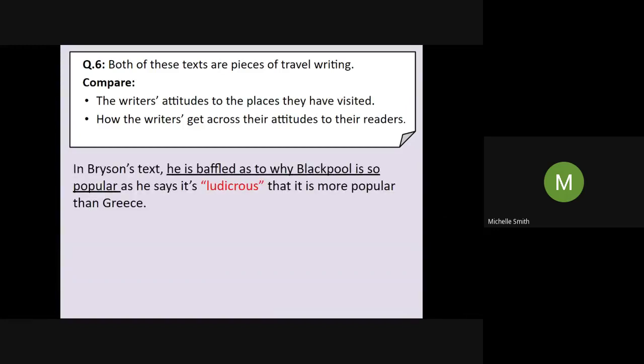Okay, the first point I would make is in Bryson's text, so you can talk about the text in whatever order you like. He is baffled as to why Blackpool is so popular. That's my point. How do I know that? Well, because he says it's ludicrous that it's more popular than Greece. Now, obviously, the word ludicrous means ridiculous. You know, that's crazy. So I'm saying that he's baffled as to why it's so popular.